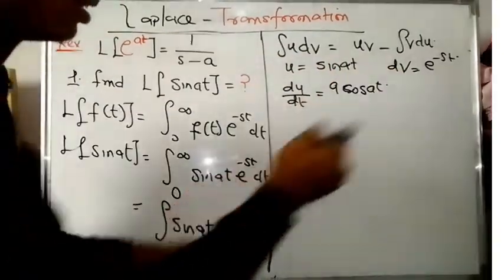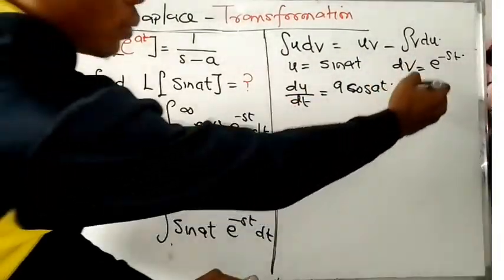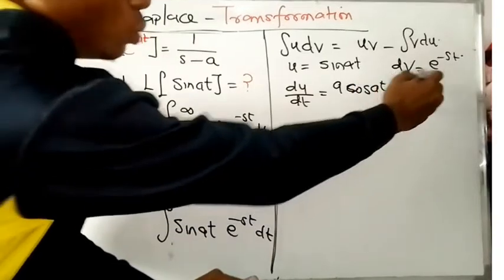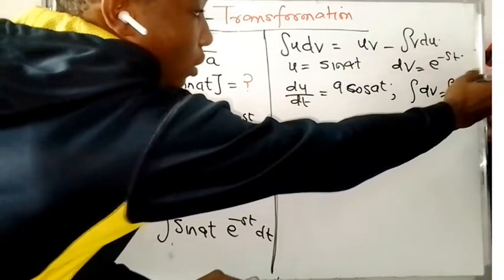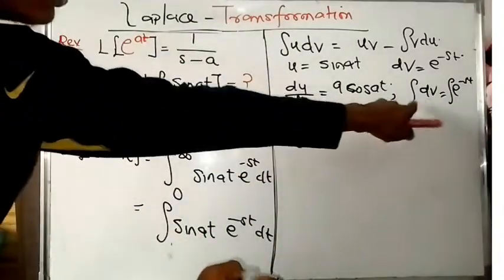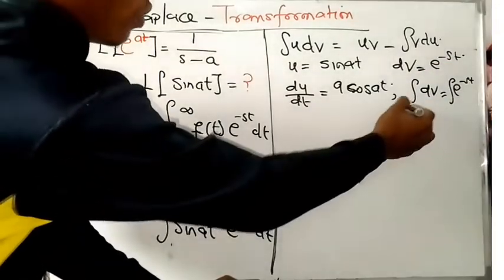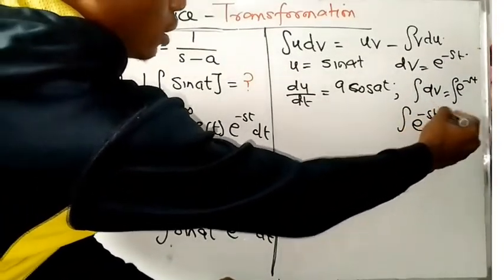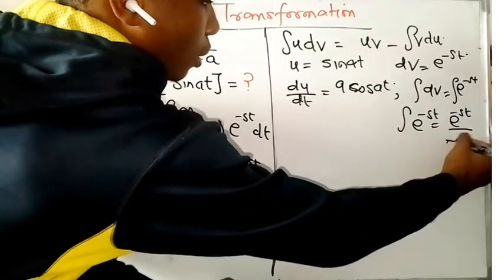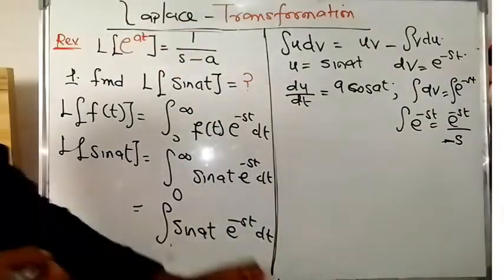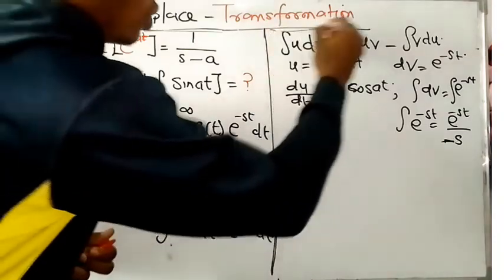Moving over to dv, we are going to integrate dv. The integral of dv is equal to the integral of the exponential of minus st. So the integral of the exponential of minus st is equal to the exponential of minus st divided by minus s. Now we're going to apply this in our integration by parts formula.